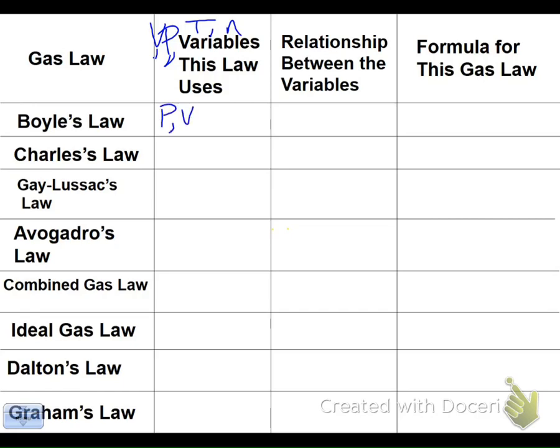Now for all of these, if I look at 2 variables at a time, I have to assume that the other 2 are being held constant, and that's very important. So T and n are constant. Constant temperature, constant number of particles, and then I can adjust pressure and see what the volume does. So it's just P and V.